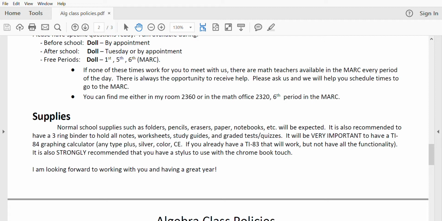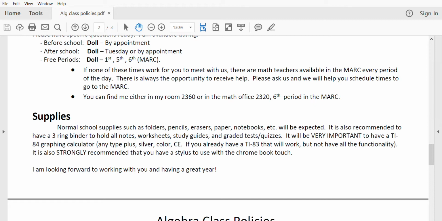It will be very important to have a TI-84 graphing calculator. If you have a TI-83 and don't want to spend the money, that will work, but there will be some things that the TI-83 will not do that the TI-84 will do. There are several different versions of the TI-84, as you can see there: the Plus, the Silver, the Color, the CE. I think there's actually a Silver Plus version. Any of those will do what we need to do. The Color Edition one is really nice, and it does a lot of things. That will just make your life easier. But as long as it's a TI-84, you'll have what you need for the class here.